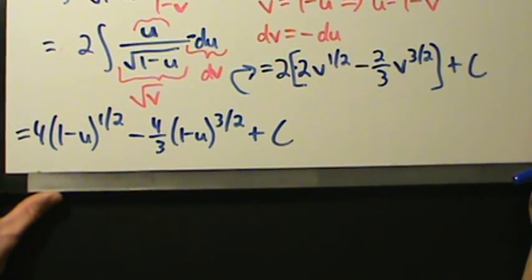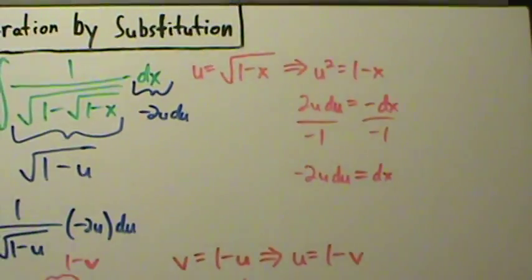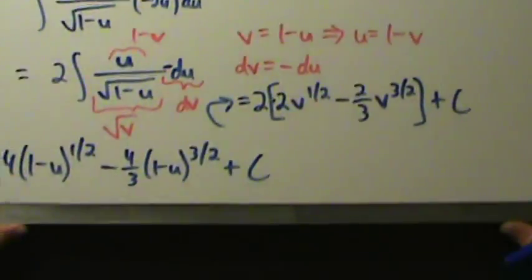Okay, so that's what's going on there, but now we're not quite done yet, right? We have to go all the way back to x. So u was the square root of 1 minus x. So we do have to go back to x because the original problem was in terms of x. So we have to go all the way back to x.